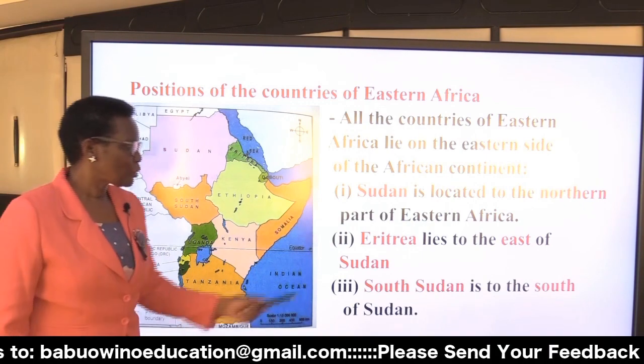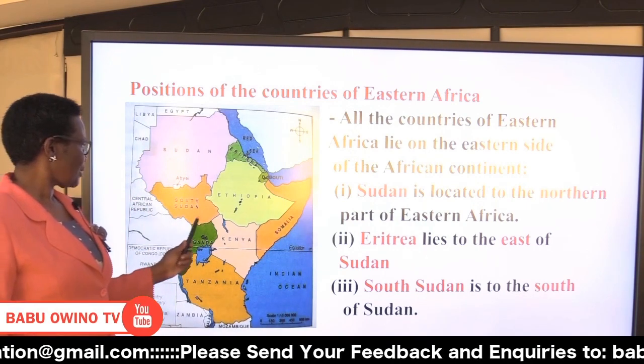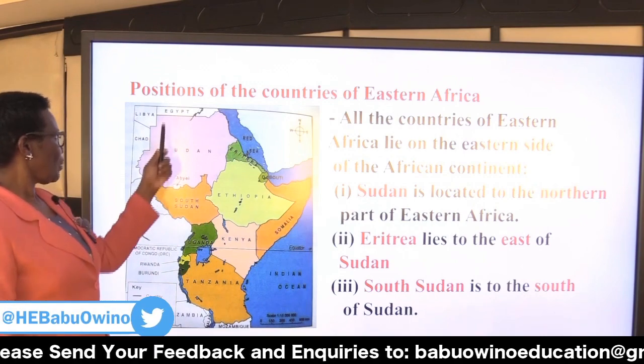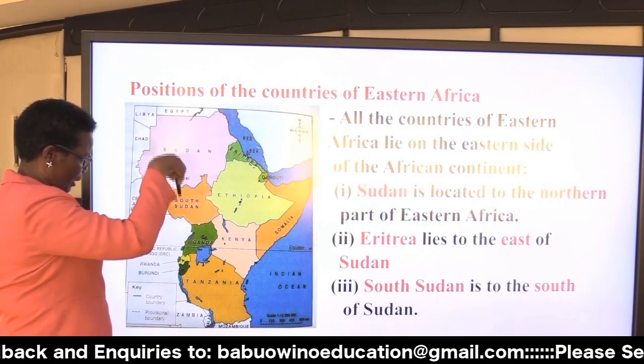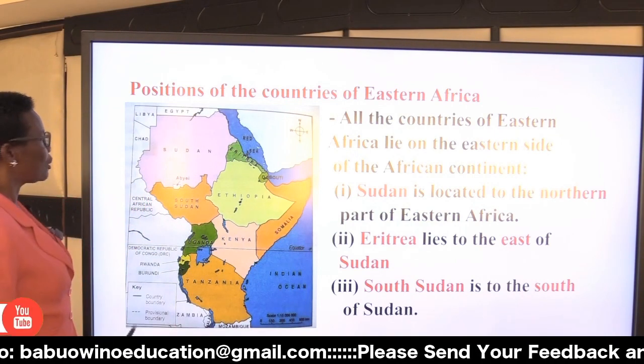South Sudan is to the south of Sudan itself. So South Sudan is this country here, the last one to get its independence. So when you draw the compass, you just draw the compass like that, then you'll find that you're coming to the south. So South Sudan is to the south of Sudan.